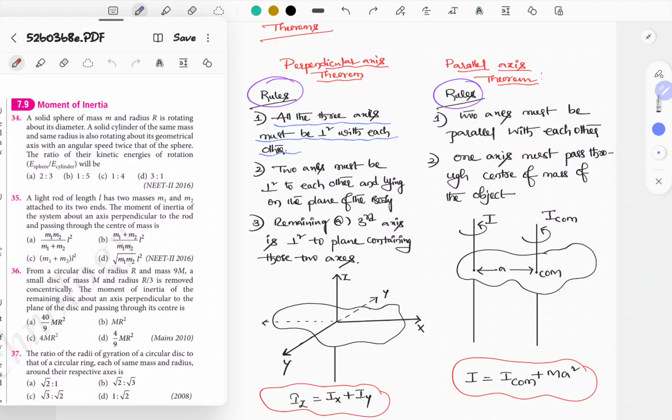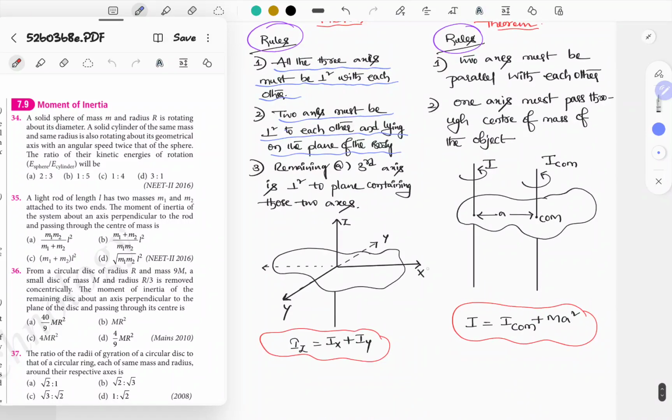Yes, it is. One more point: two axes must be perpendicular to each other and lying on the plane of the body. Observe the x axis and y axis, those two are perpendicular to each other. Yes, they are following that condition, 90 degrees with each other. And one more point they are following is that they are on the plane of the body. This is a rigid body, and these two axes are present on the plane of that body. Yes, the second condition is also satisfied.